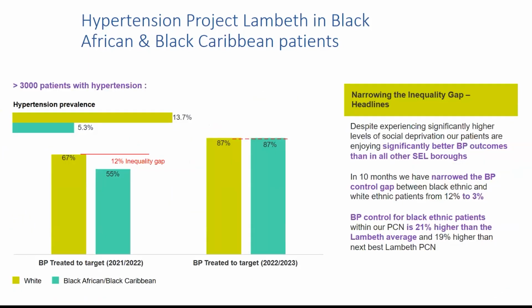All right, so here's where we started. Essentially, prevalence of hypertension across our white population was about 13.5%, and across the Black population was 5.3%. But nevertheless, we had an inequality gap of 12%. So we weren't managing our patients from this particular ethnic background very well. And we can go through potential reasons why that may be, but nevertheless, it was there.